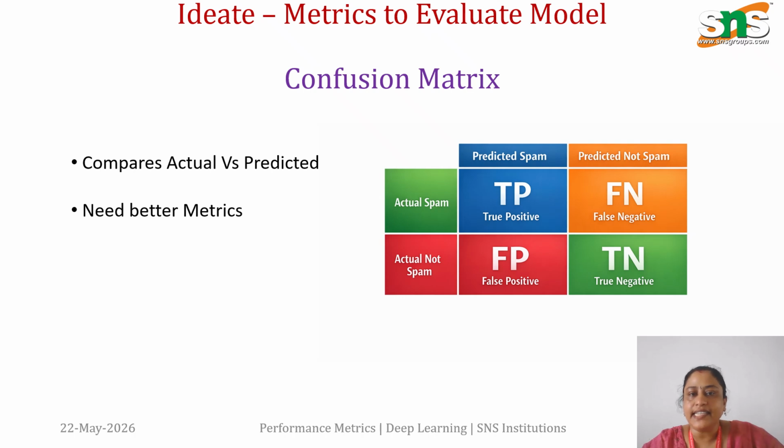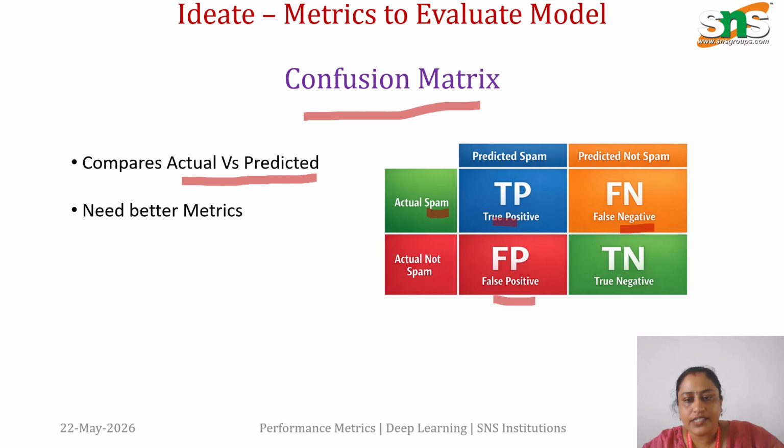Now let's see the first metric to evaluate the performance of the model, that is the accuracy of the model. The first thing is the confusion matrix. The confusion matrix compares the actual value versus the predicted value. Consider the same scenario where an email is classified as spam or not spam. The spam email is considered the positive case and the normal email is considered the negative case. In the confusion matrix, we have four values: true positive, false negative, false positive and true negative.